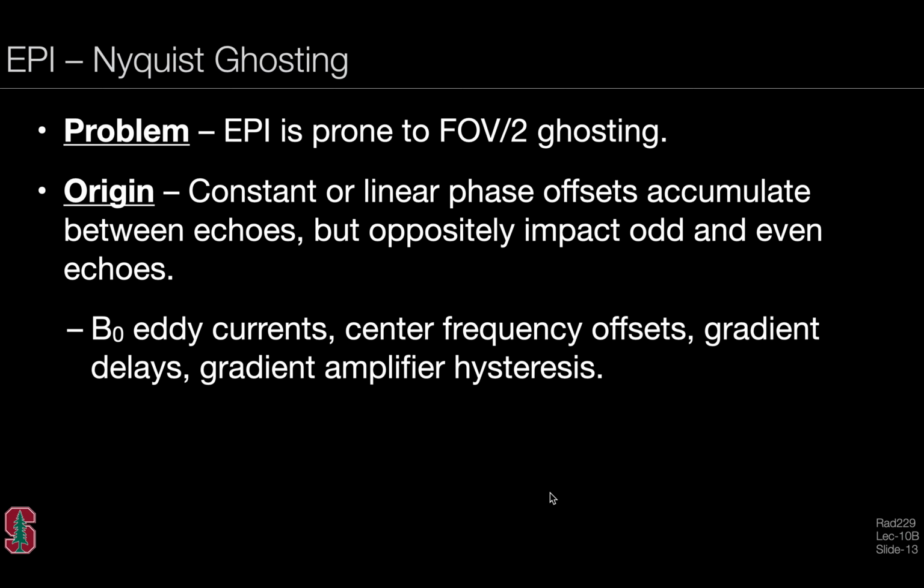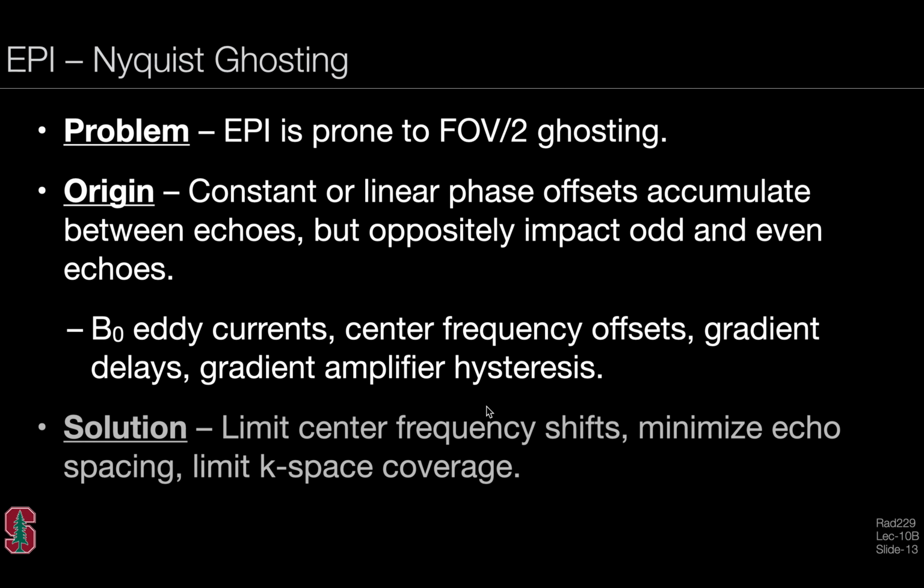These background phase offsets can arise again from eddy currents, center frequency offsets, or mismatches in the receive system or transmit system, gradient delays, gradient amplifier hysteresis, several hardware reasons why we may have these background phase effects. The solution generally is to limit the center frequency shifts or minimize the echo spacing, or again, doing whatever we can to limit the requirements for total k-space coverage, for example, using the parallel imaging approaches we saw just previously, will help.